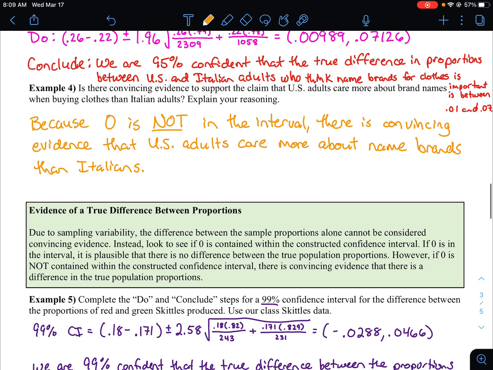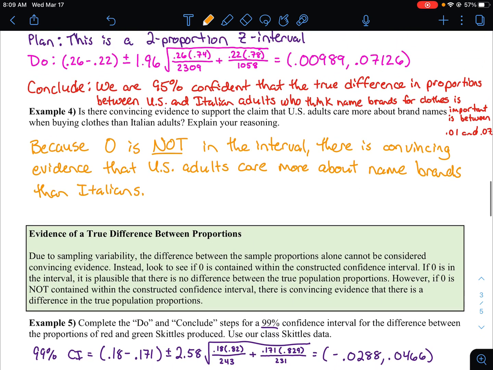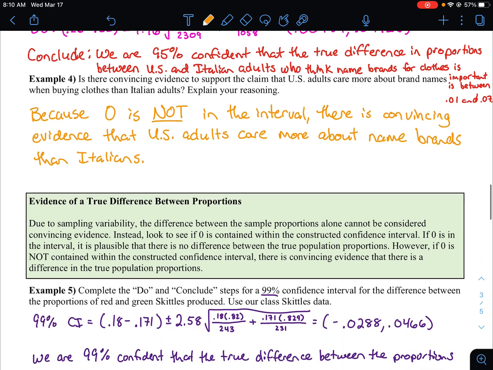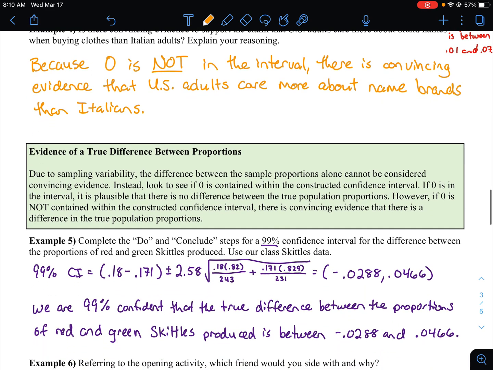So, in example 5, if you want to try this on your own, you can, but otherwise just keep watching. Complete the do and conclude steps for a 99% confidence interval for the difference between proportions of red and green Skittles produced. Use our Skittles data.